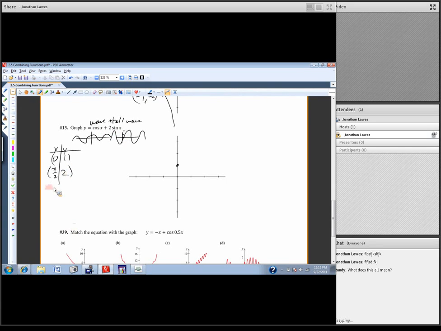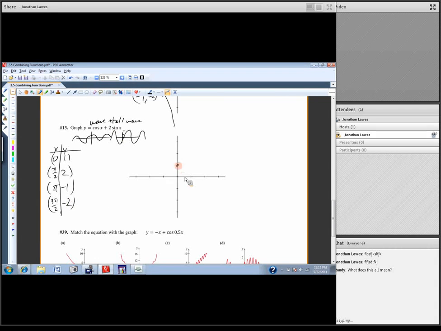Okay, let's do pi. At pi, let's see, cosine of pi, that's going to be negative 1. And then sine of pi is going to be 0. So we're going to have negative 1 here. And then let's do 3 pi halves. Let's see, cosine of 3 pi halves, that is 0. And sine of 3 pi halves, that's negative 1. So that's going to be negative 2.